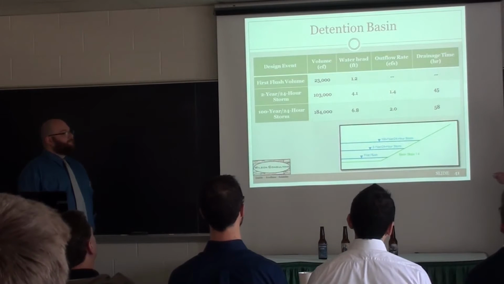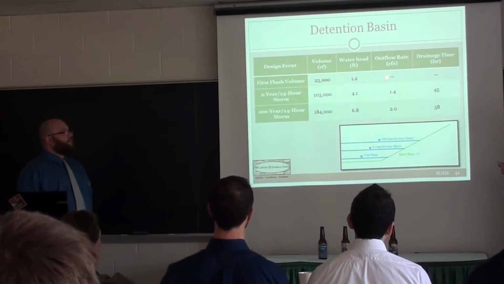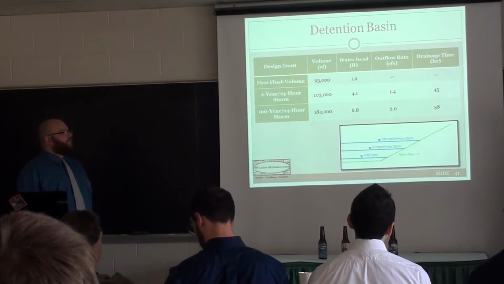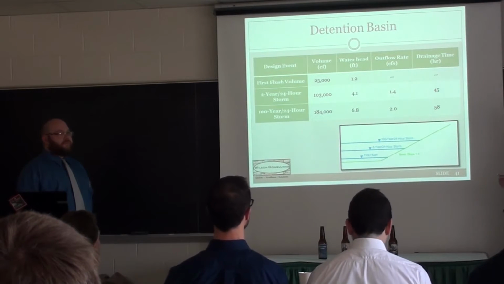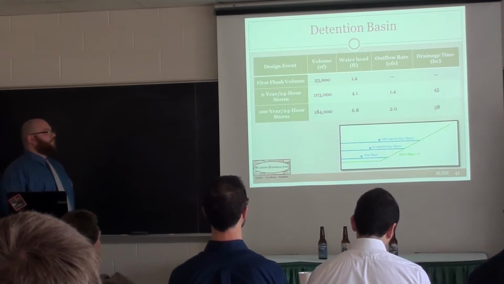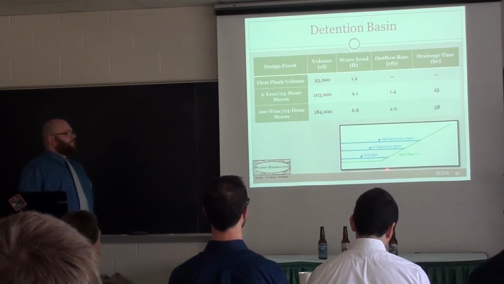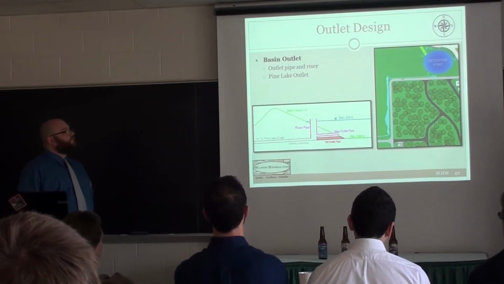This is just a summary table for the detention basin. For each of the design events, it includes the volume, waterhead elevation, outflow rate, and drainage time. For the first flush volume, the volume is approximately 23,000 cubic feet. For the 2-year design storm, it's 103,000 cubic feet. And for the 100-year storm, it's 184,000 cubic feet. So that is the minimum required storage capacity of the basin, the 184,000 cubic feet. On this figure right here, you can just see the elevation change for each of the design storms based on the selected basin design with a slope of 1.24.